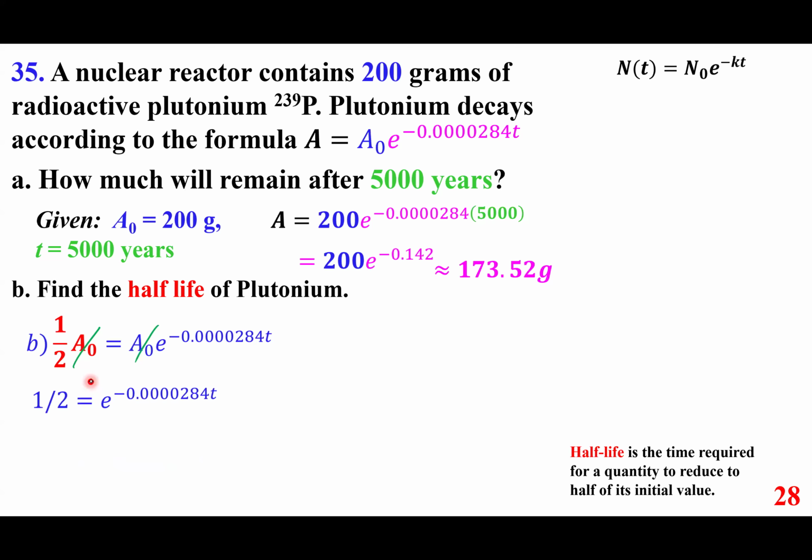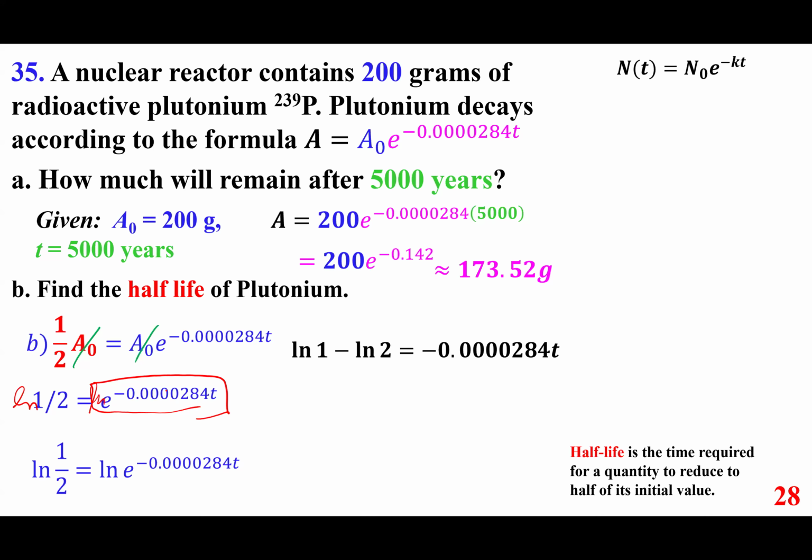Now, because you want to get to t, which is the exponent, you're going to take a log. Which log? Because the base is e, clearly we're going to take the natural log. This right side just becomes the exponent when you take the log. So we have ln of 1/2. You can write it ln1 minus ln2 or not. And of course, ln1 is 0.